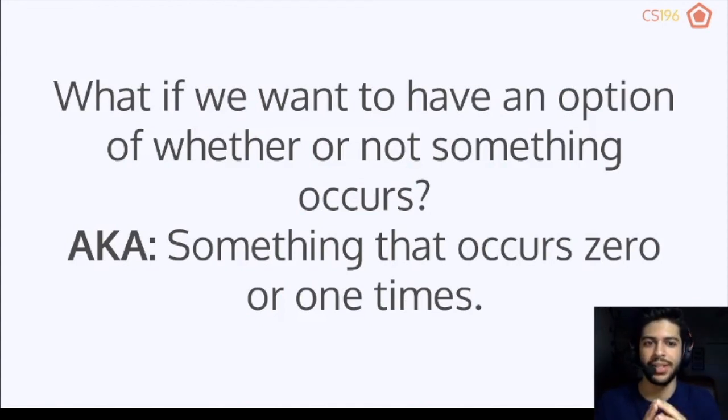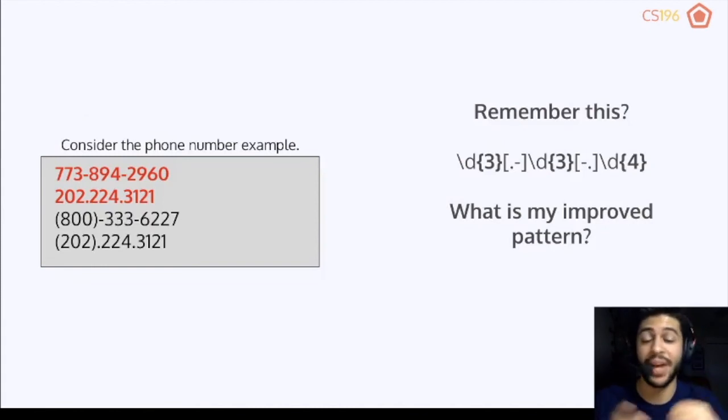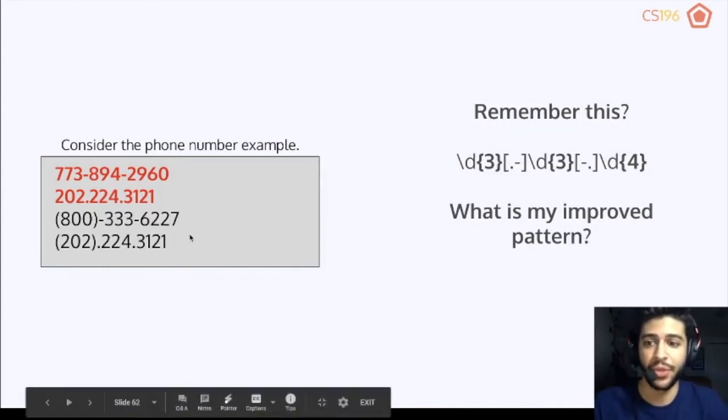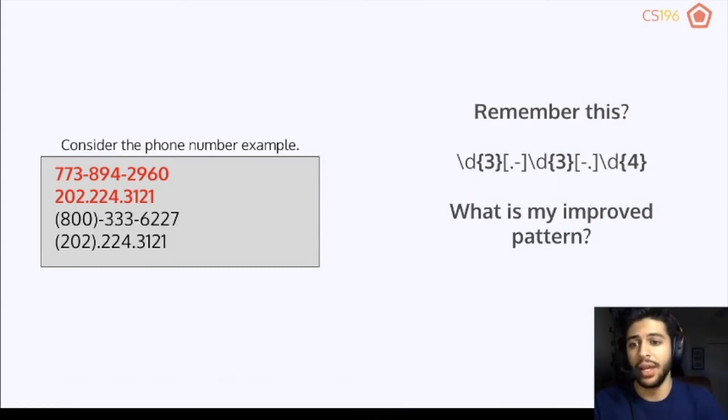So what if I want to have an option of whether or not something occurs? Sometimes we have situations where something occurs 0 times or 1 time, right? It either happens or it doesn't. One example of this is back to the phone number example. If I use the same exact pattern that we've used in the previous slide with phone numbers, we wouldn't capture these last 2 phone numbers here. Why? Because we have parentheses there. So how can I actually say that if there's a parenthesis, that's fine, we'll capture it. Otherwise, that's also fine, we'll still capture it.